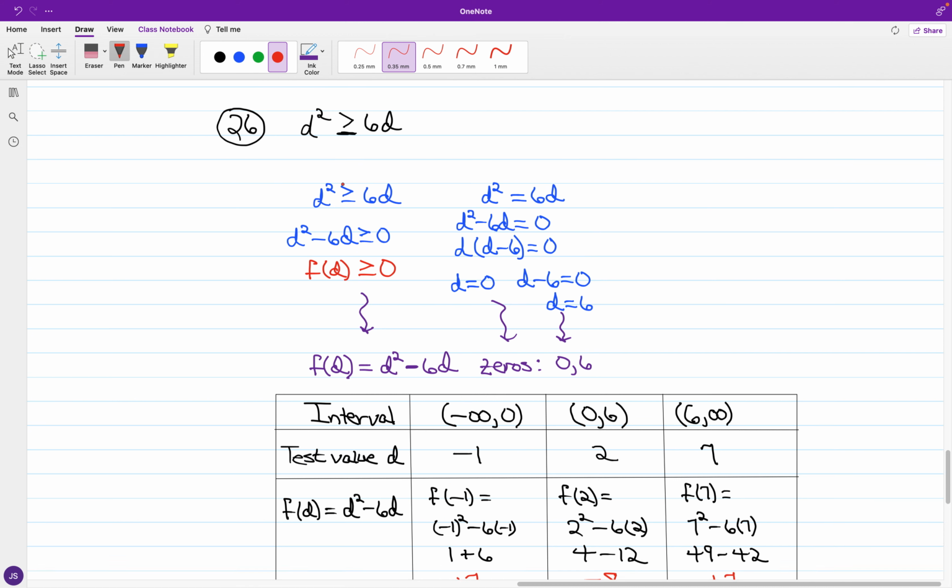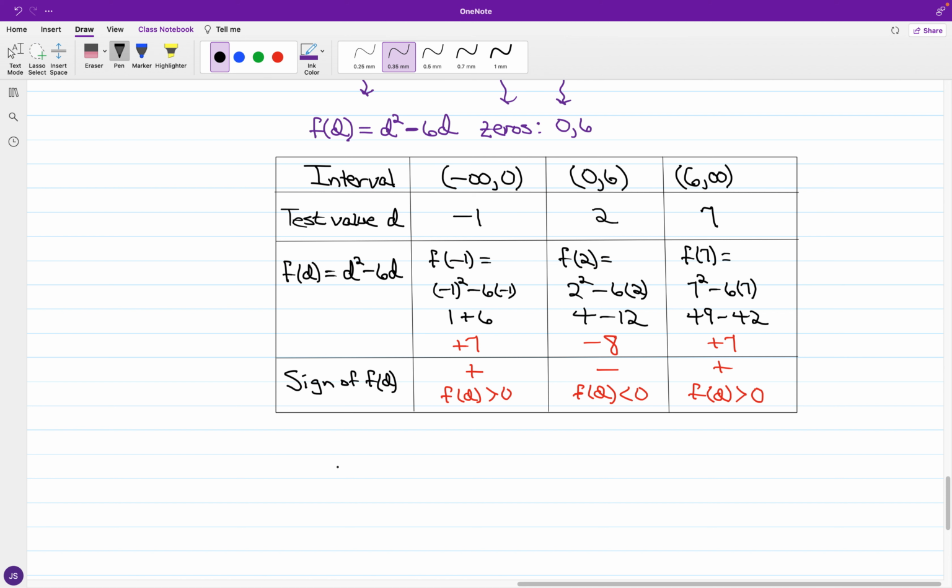And since there was only one inequality to solve for, where d squared was greater than or equal to 6d, that had become, in the rewrite, a comparison to 0 inequality, leading up to where we have f of d is greater than or equal to 0. So for the solution of this inequality, the solution set would be those values of x that form the greater than or equal to 0 portion.